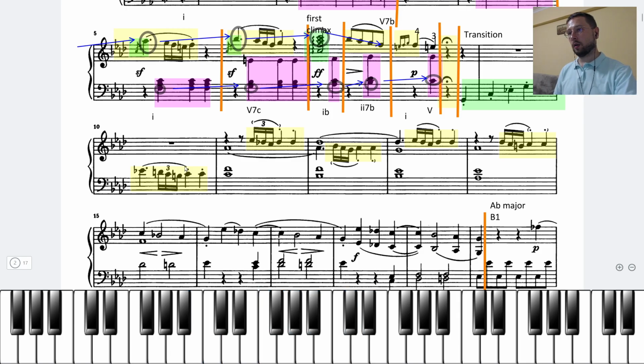He has a repeated note, by the way. So initially it was just this. But now we have.